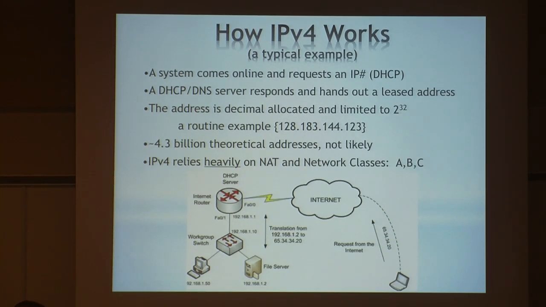A Class A subnet has a huge range of numbers. Class B, not quite so much. We actually run a Class B network at APL. And your Class C is your little private small network, those 192.168 numbers. Usually it's about 255, that sort of thing.